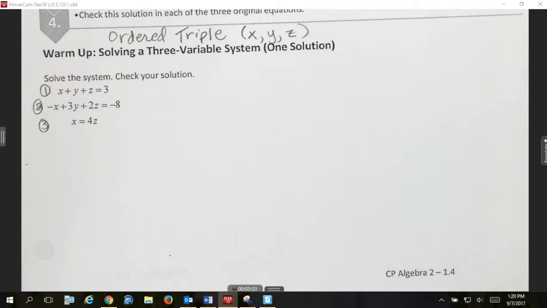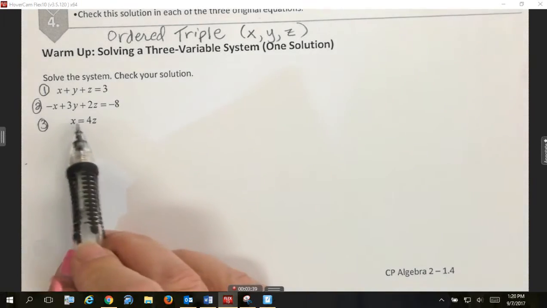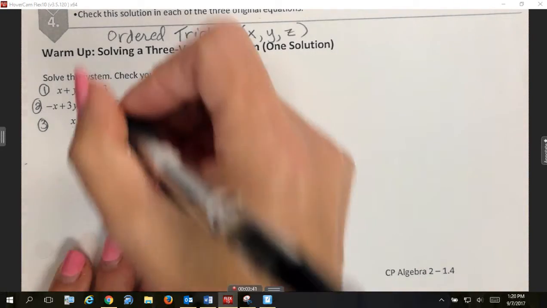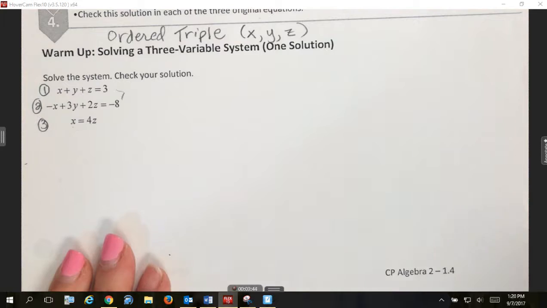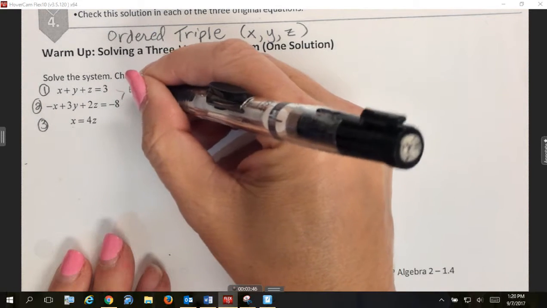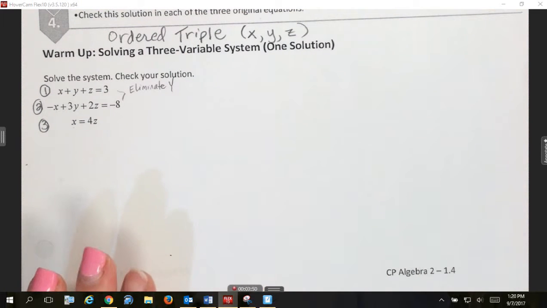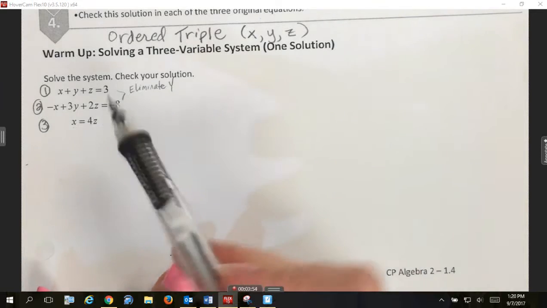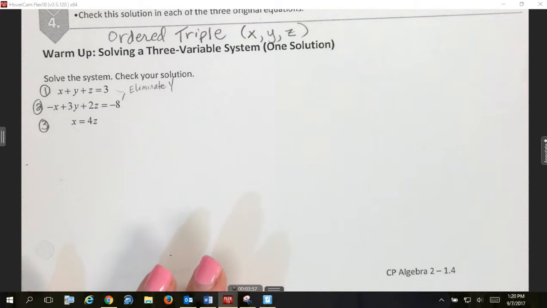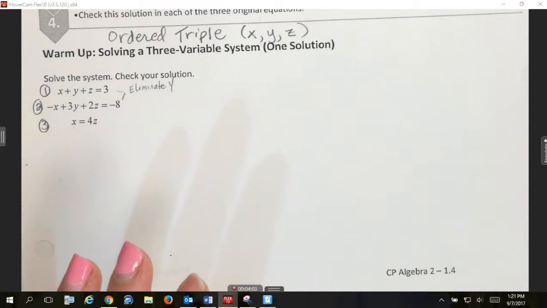Y is missing. So I'm going to take 2 equations and eliminate Y from those. This one has already eliminated Y, but I still need to eliminate Y from the other 2. So I'm going to write this down: eliminate Y, so I know what my goal is. You can do substitution or elimination, but I'm going to do elimination almost every time because I think it's easier with 3 variables.